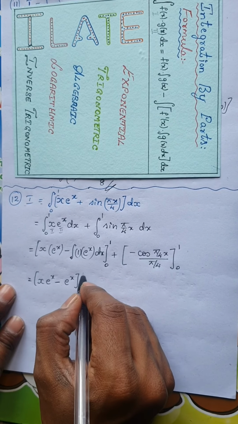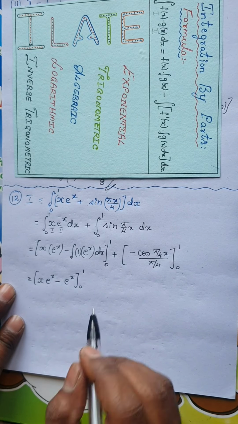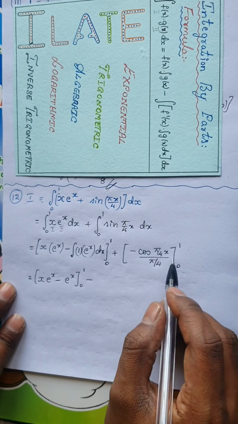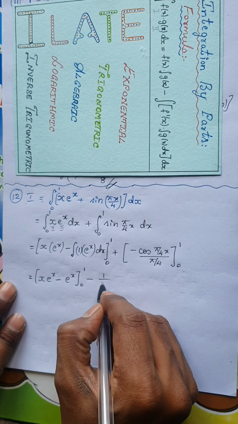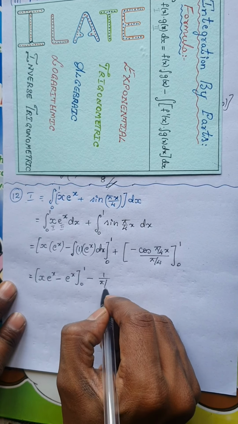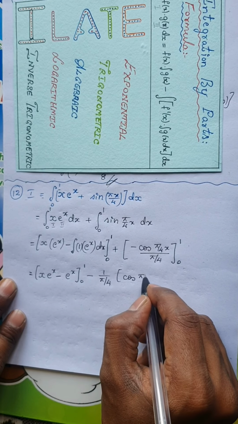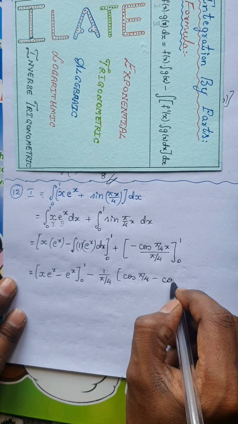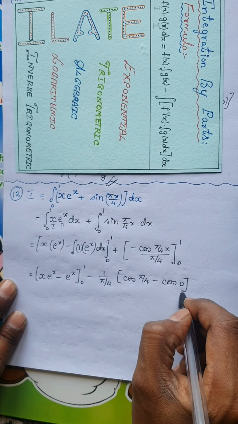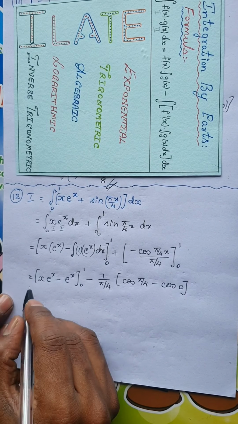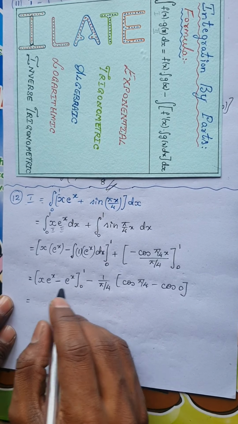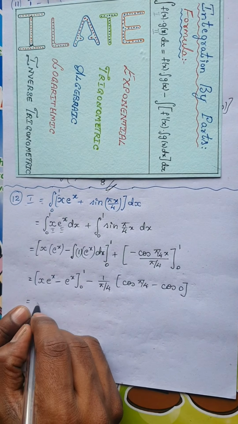This is integrated within the limits 0 to 1, minus 1 divided by pi by 4, which is a constant, so I'll keep it outside. Let me apply the limits. So it is cos of pi by 4 into 1, which would be pi by 4, minus cos of pi by 4 into 0, which would be 0.